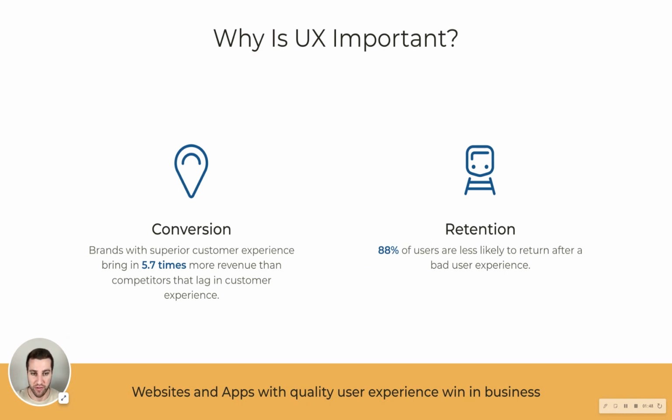This is how we're going to be able to spread it. This is definitely the sales and marketing team right here. We definitely want to be able to communicate this to them. Next, we have retention. This is going to be more for the account management side or customer experience sectors of our business. So retention helps us keep customers with proper UX. 88% of users are less likely to return after a bad user experience. So we're going to be losing people if we don't have a proper experience after they've already purchased. Websites and apps with quality UX win in business. So we need to be able to communicate proper UX will help us win as a company.